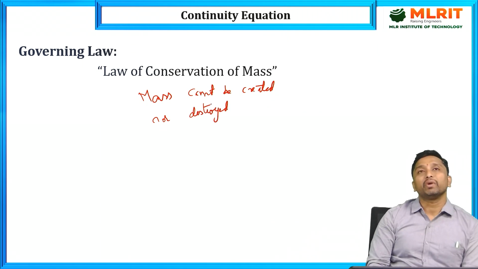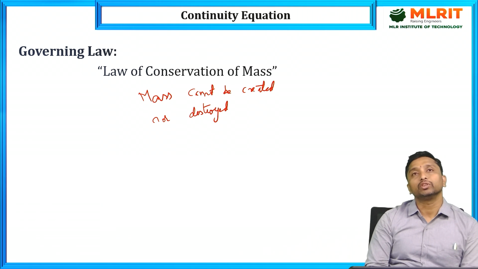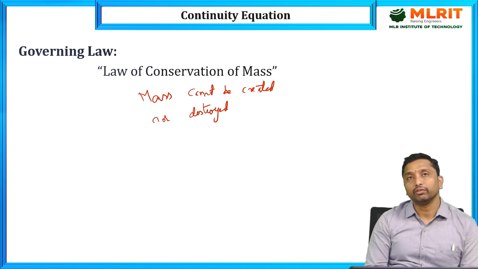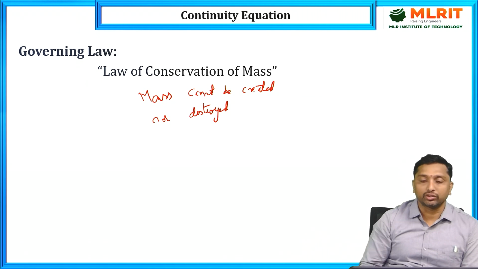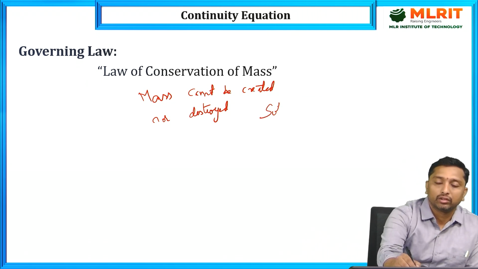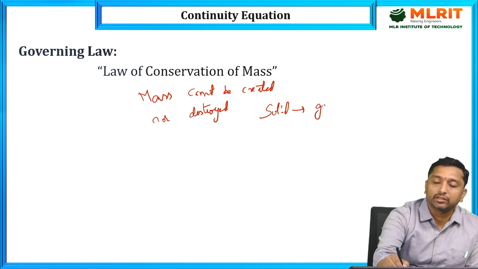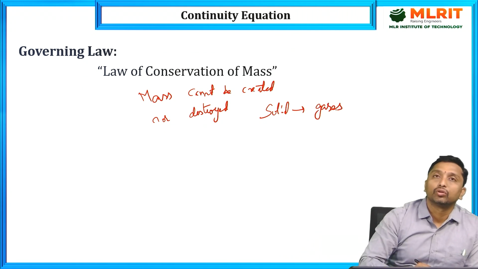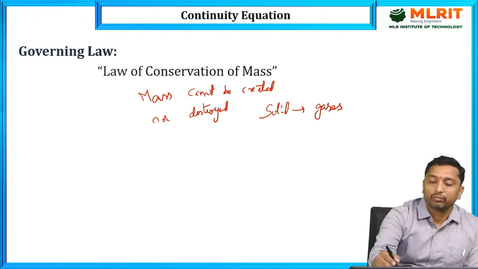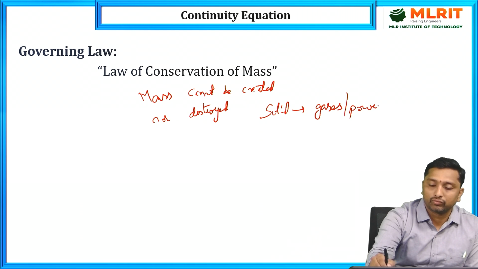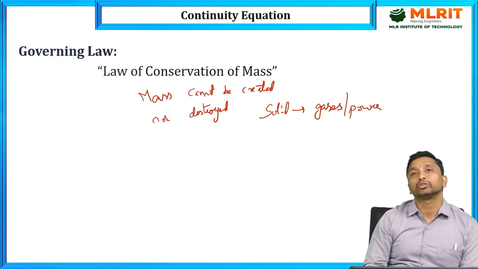So the total mass of a conserved system is always constant, whether there are changes in the phase of the mass, that is, a solid might be transferred to gases or powder, but the total mass of the system has to be the same.